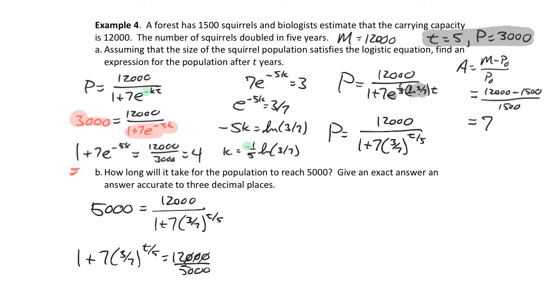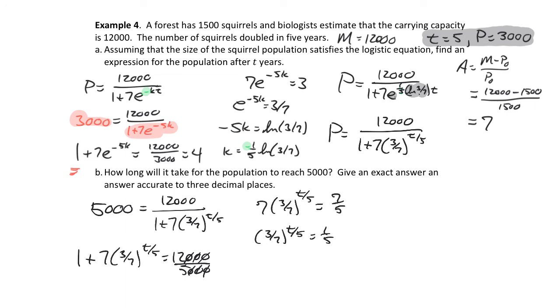Well, we can divide by 1,000 and we get 12/5. Subtracting 1, 12/5 minus 1 is 12/5 minus 5/5. So we get 7 times 3/7 to the t over 5 equals 12/5 minus 1, which is 7/5. Dividing by 7, we'll end up with 3/7 to the t over 5 equals 1/5.